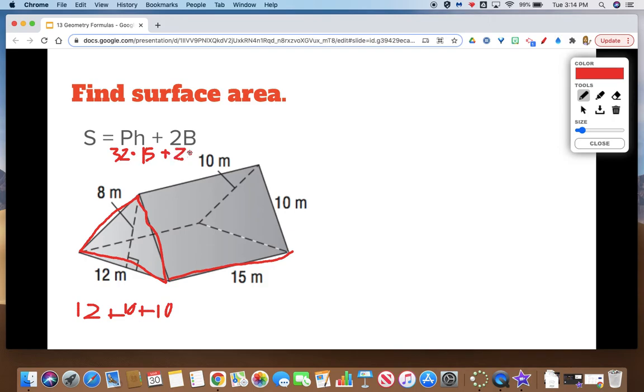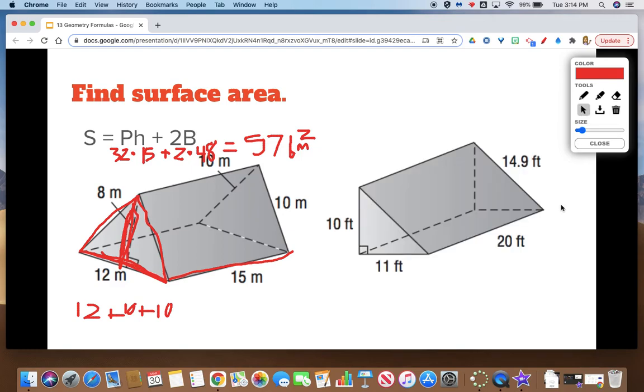Your triangles are your bases. To find area of the triangle, you take base times height of the triangle, 12 times 8, and then divide by 2, because that's how we find area of a triangle, base times height divided by 2. That's 48. Now I plug that into a calculator, which I'm going to do now. 32 times 15 plus 2 times 48, I get 576 meters squared. Oops, meters. Can't forget the meters. There we go. You try the last one on your paper, press pause as you work. We'll go over that answer tomorrow in class.